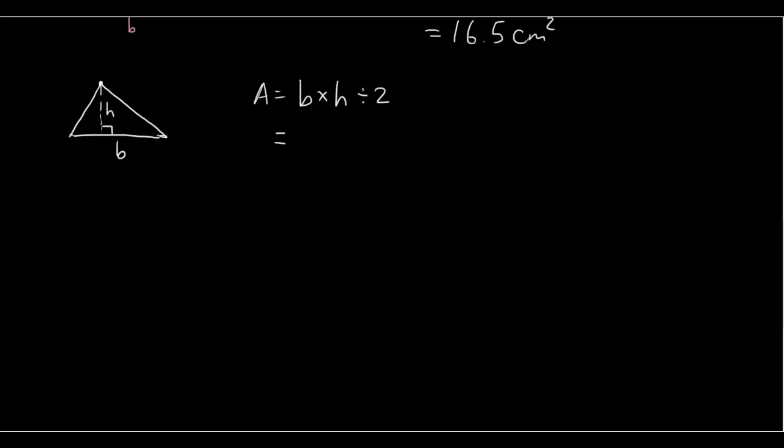Okay, so let's say the height is 6 centimeters and the base, actually let's use a different number. Let's say height is 7 centimeters and the base is 8 centimeters. So the area will just be 7 times 8 divided by 2, which is 56 divided by 2, which is 28 centimeters squared.